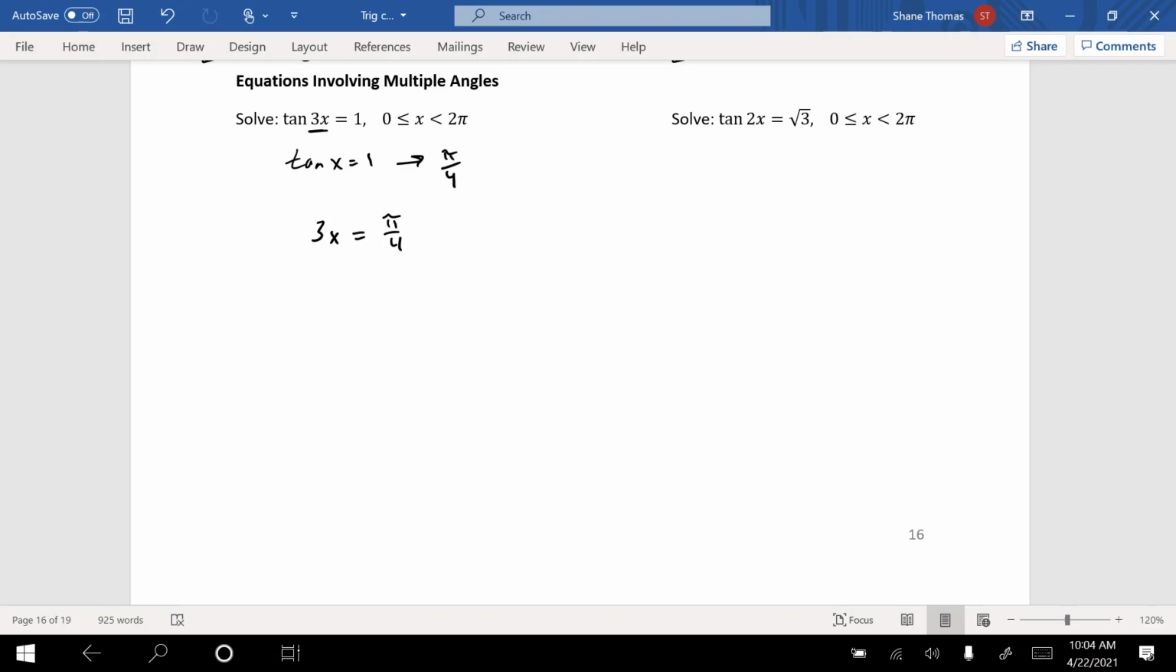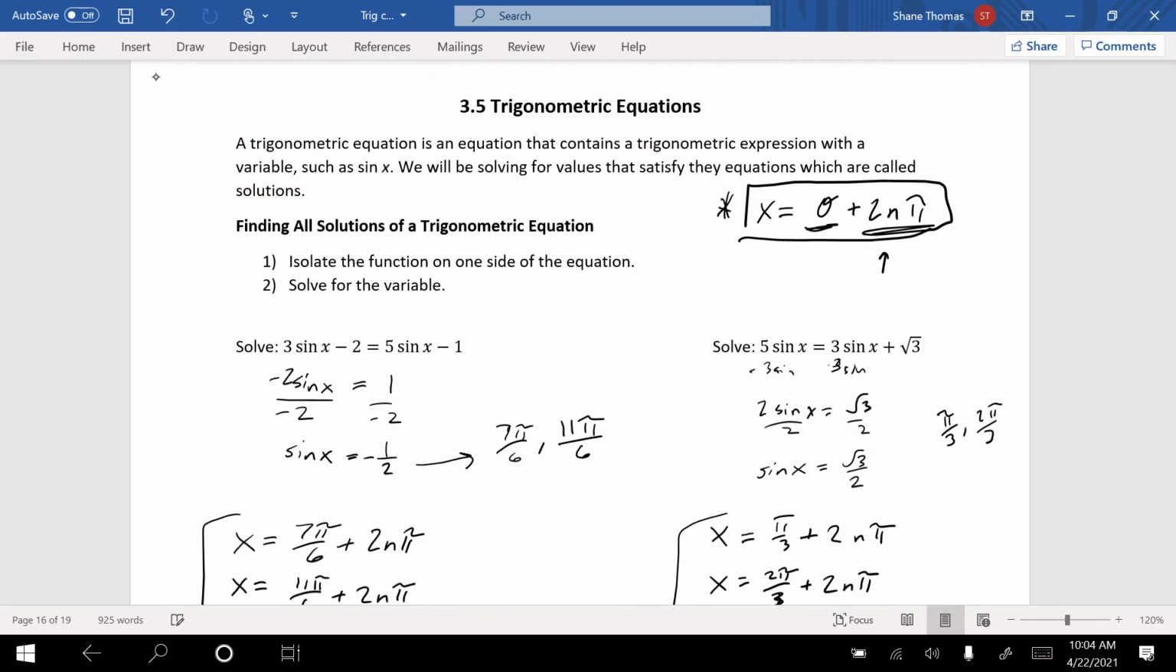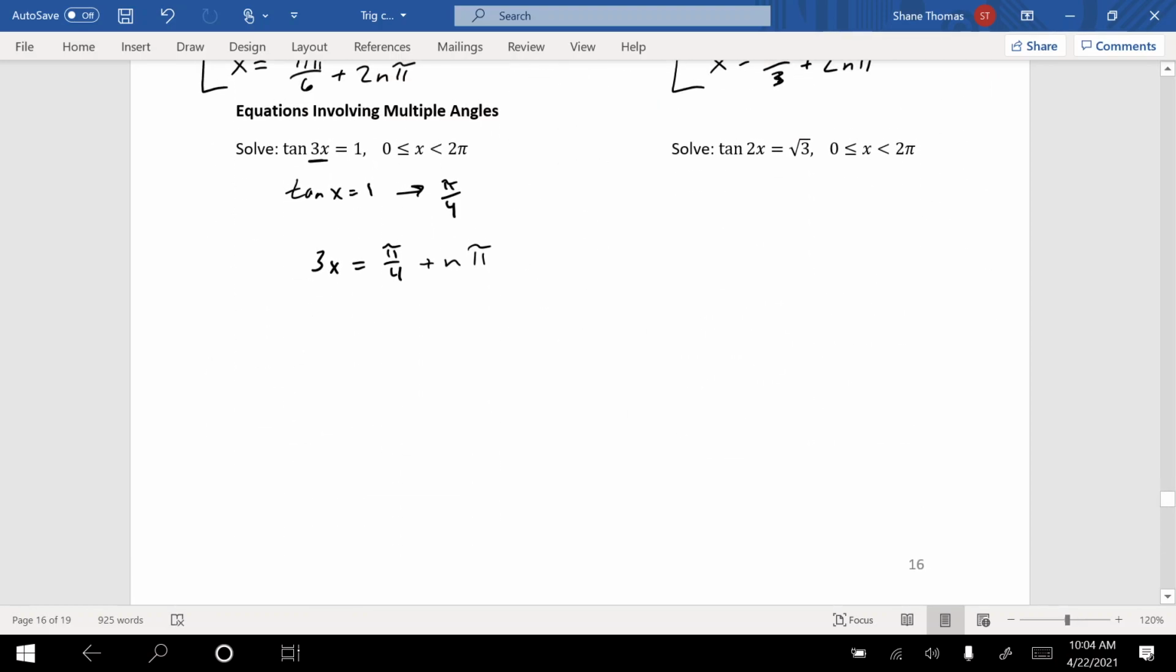And I'm going to throw on that n plus pi. Okay? The 2n plus pi, this was only for sine and cosine. Tangent, you don't have the 2. Okay? So I use the 3x from here, brought it here. I use the fact of this here to put there. All right, now I'm going to solve for x. So I can divide everything by 3, giving me x equals pi over 12 plus n pi over 3.